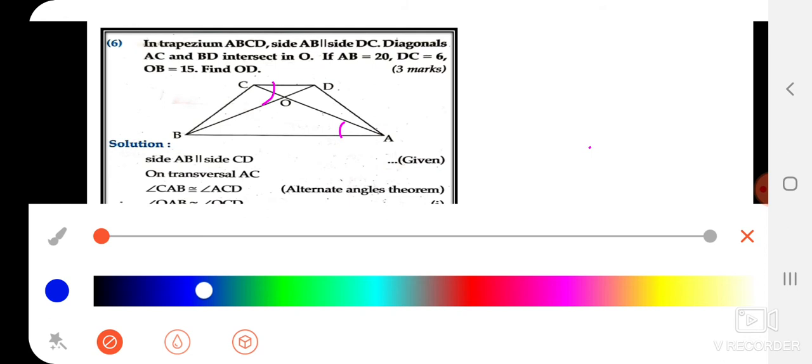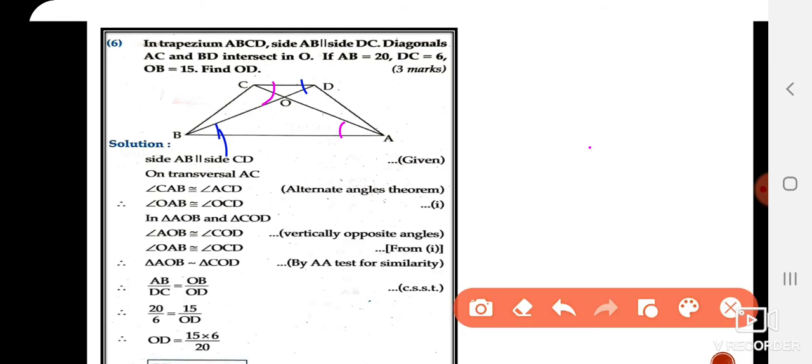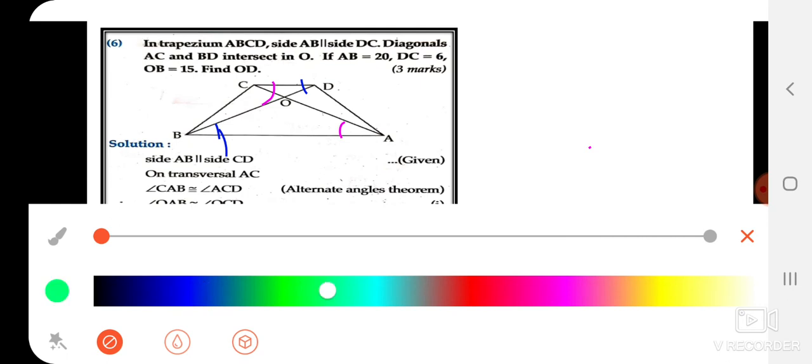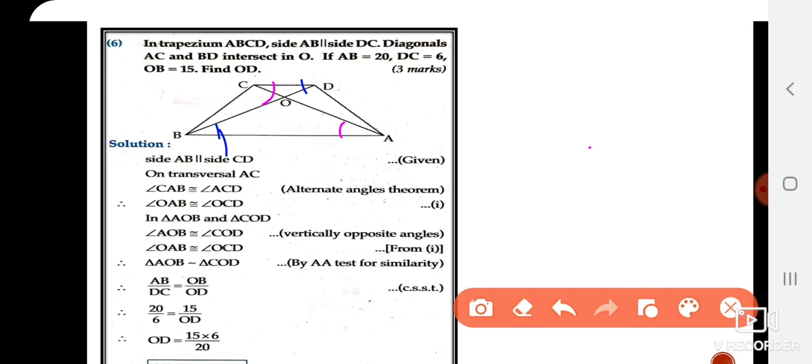Then you can also say that angle ODC is congruent to angle DBA, again alternate angles. This time if you take DB as the transversal. And then again you can say angle COD is congruent to angle BOA, vertically opposite angles. Now if you look at the triangles OCD and OAB, we have seen all those marked with pink are congruent, marked with blue are congruent, and marked with green are congruent.